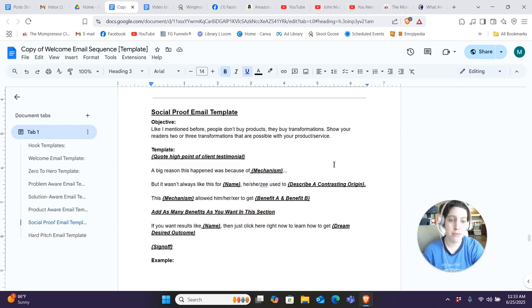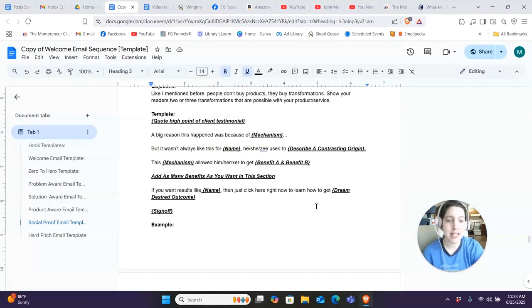Then we have a social proof email. This one is going to be thinking about the fact that people don't just buy products, they buy transformations. So you're going to share with your readers 2 or 3 transformations that are possible with your product or service. And in this one, you're going to ideally include images as well to show before and afters or any sort of compelling evidence that everything that you're explaining to them is true, and it's true because of you, not necessarily because of the solution, but because you helped this person get there with that solution.